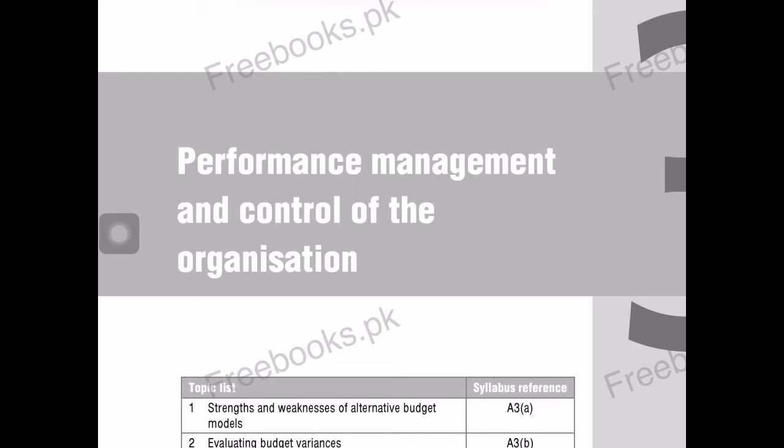Hello friends, today we are going to study about budgeting methods, various methods of budgeting, and that is included in the third chapter of the BPP textbook for ACCA P5. That is what we are considering right now.